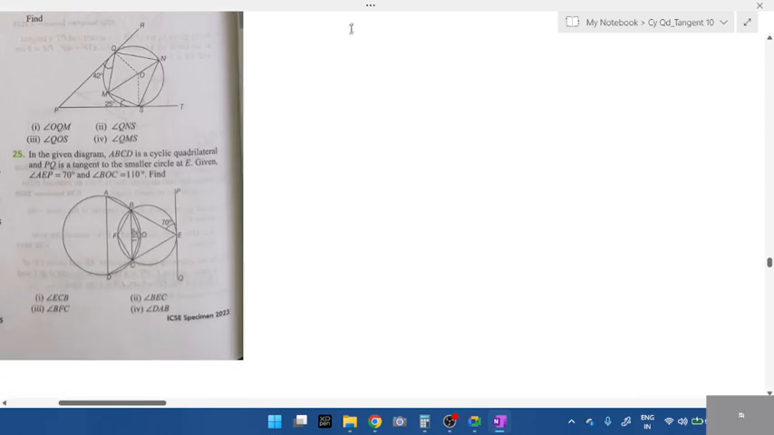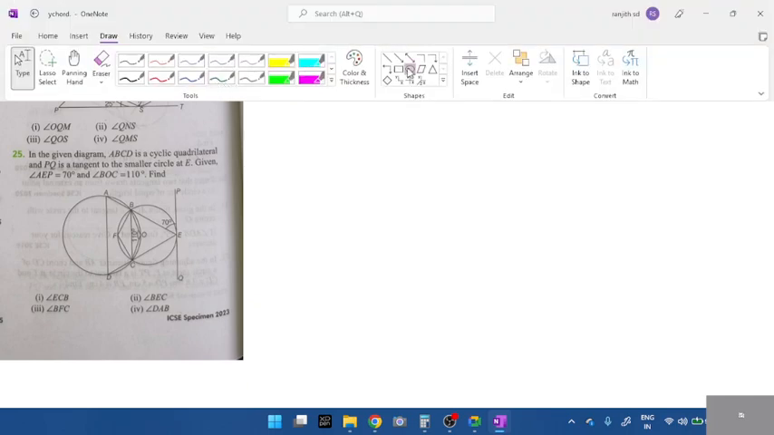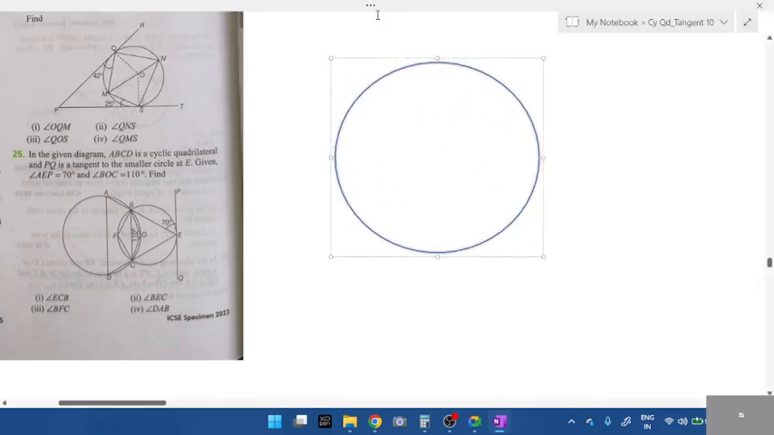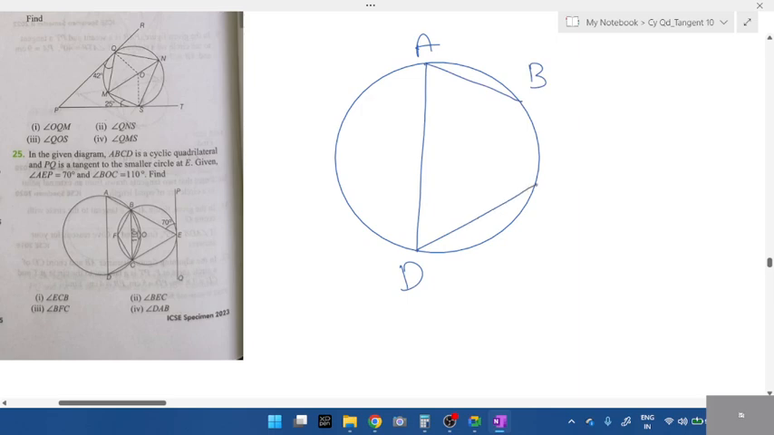Okay, now the last part. Look at the last part, what they've asked. What is given in the last part, students? Which one do we need to find? Yeah, D, A. Yes.